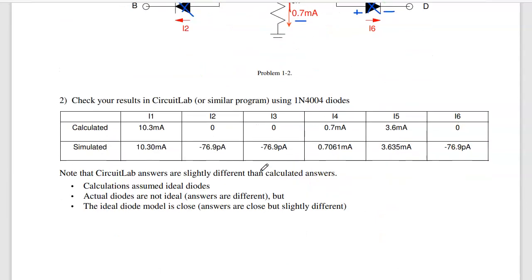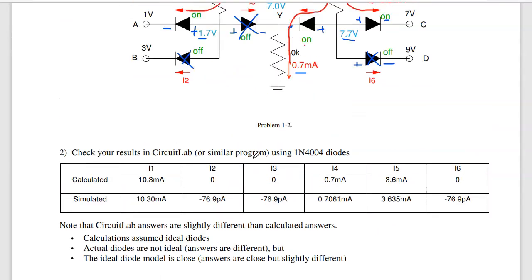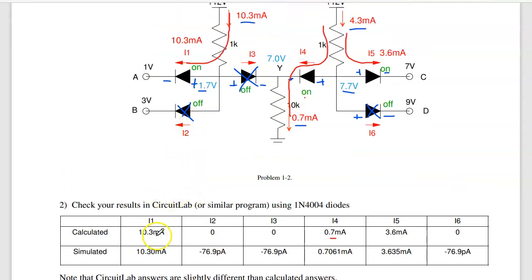If I throw it in Circuit Lab, I'll get slightly different answers. Again, for an ideal diode, I get nice round numbers like 0.7. But 0.7 volts is actually not exactly 0.7. So the current, instead of being 10.3 milliamps, actually is 10.3. Instead of being 0, there's a slight negative current. Again, this is backfed. So there's a very small current going backwards. That's the negative. It's 76 picoamps.